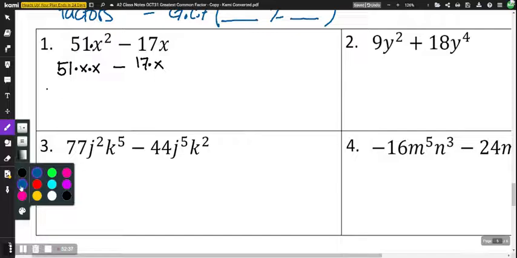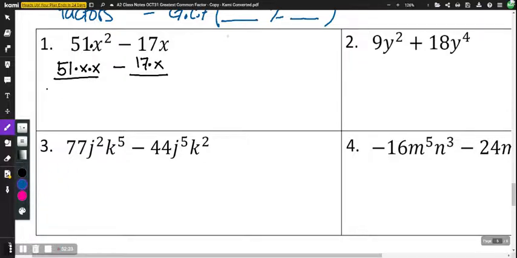So now I can go back and look and see what number goes into 51 and 17. This one I actually had to use my phone and trial and error a couple times. So I did 17 times 1, which equals 17. Then I did 17 times 2, which equals 34. And then I did 17 times 3 and got 51.